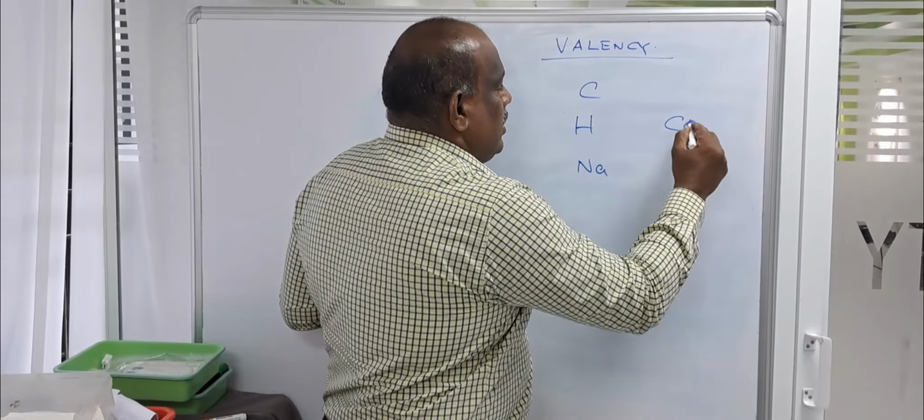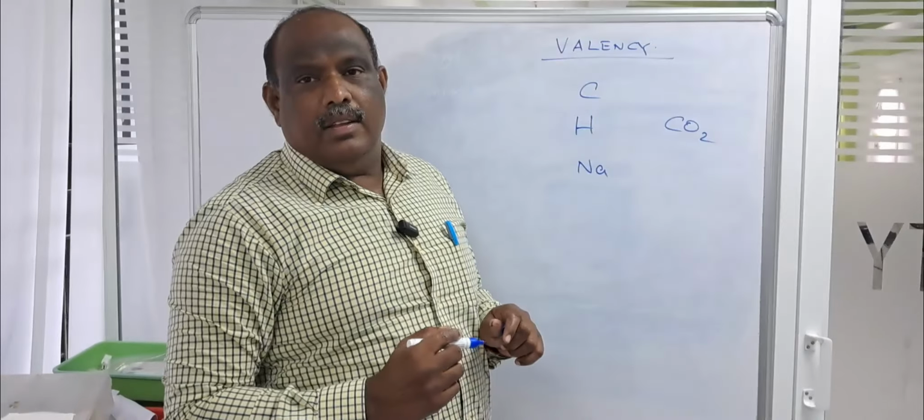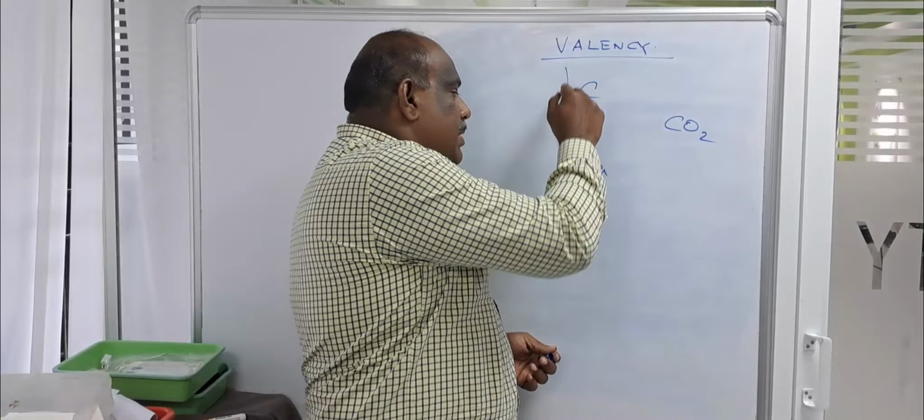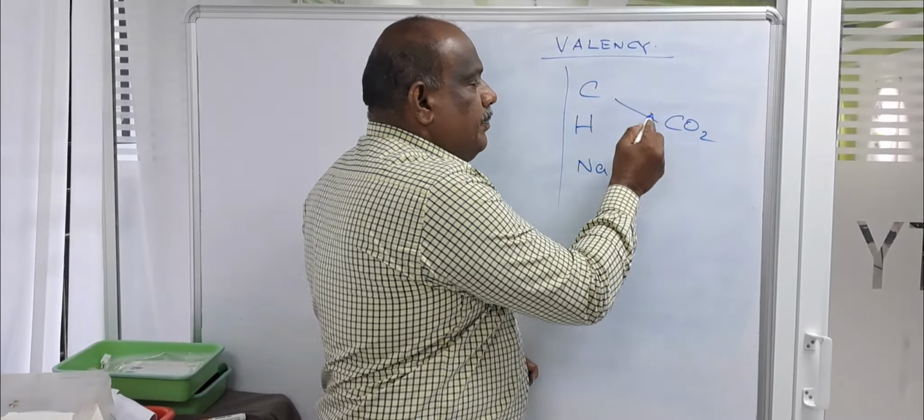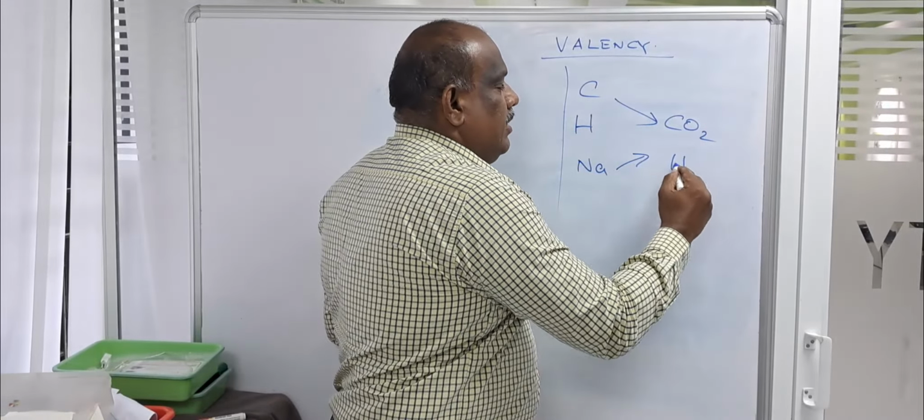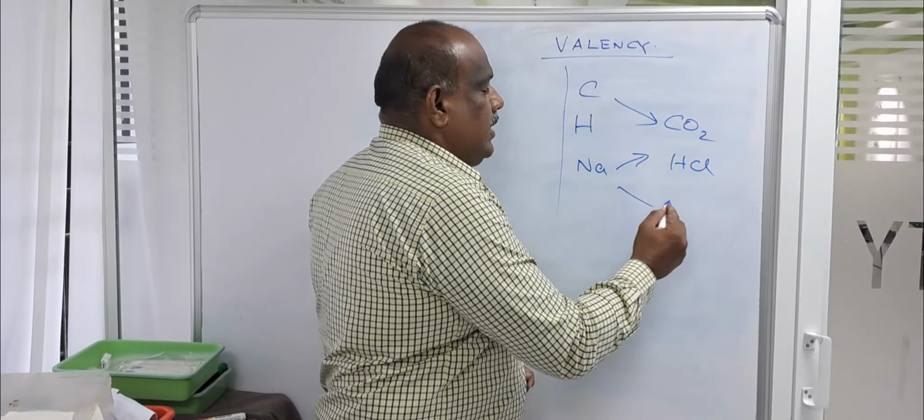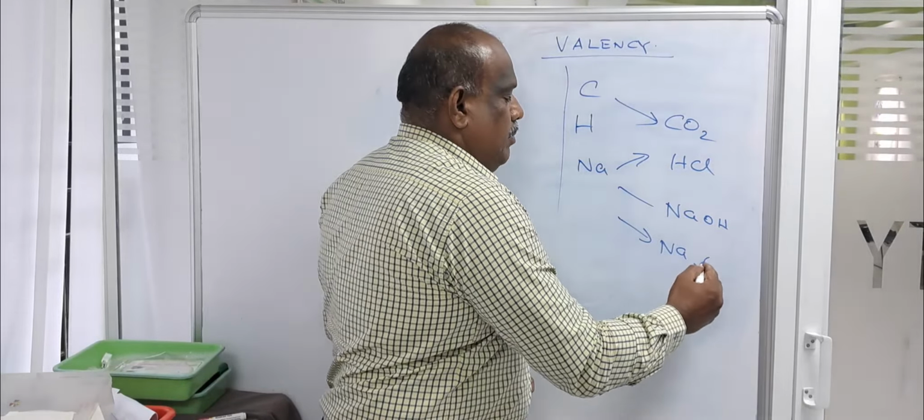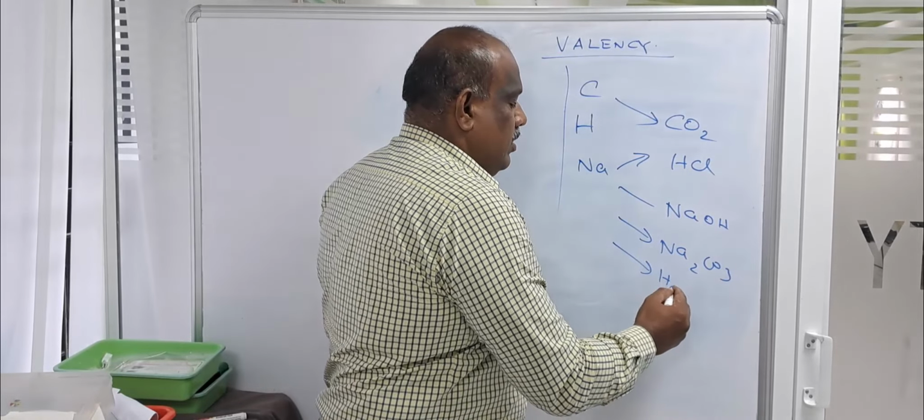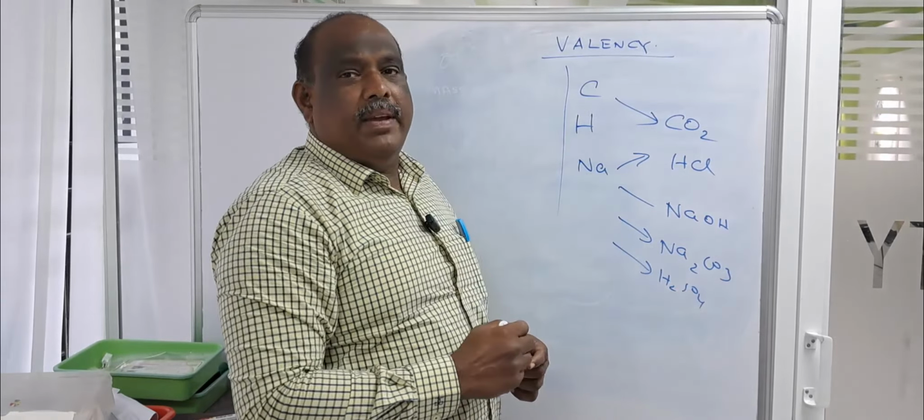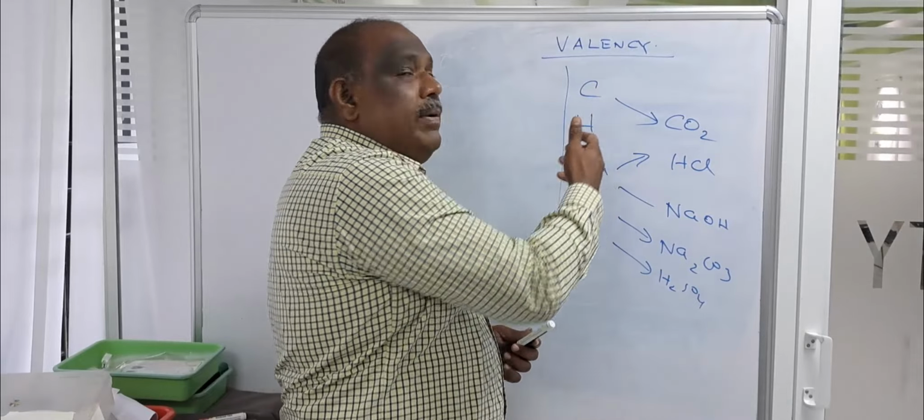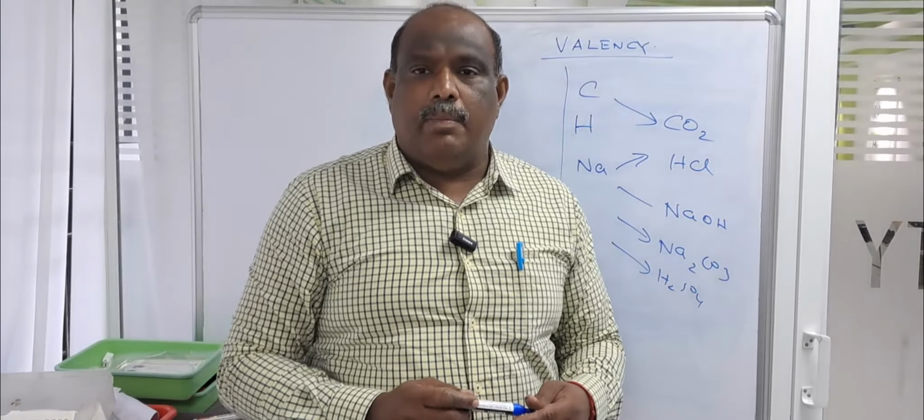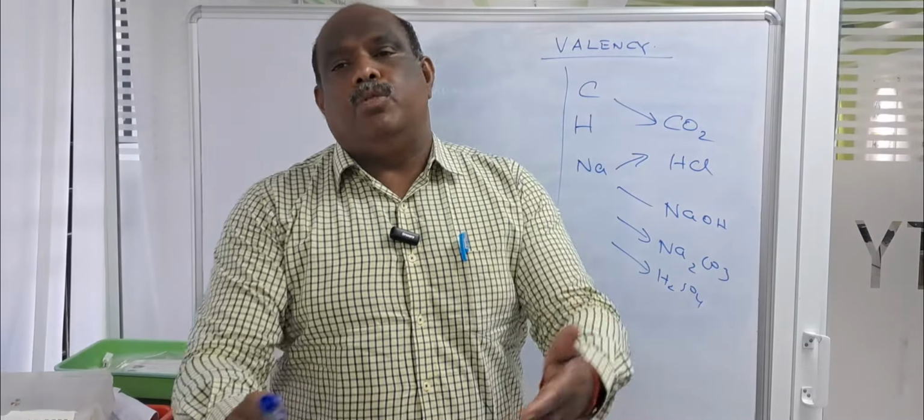Now you tell me, what is CO2? Compound. So these are all elements, but CO2 is a compound. What is HCl? Compound. What is NaOH? Compound. What is Na2CO3? Compound. What is H2SO4? Compound. Which means one element tries to combine with another element to form compounds.